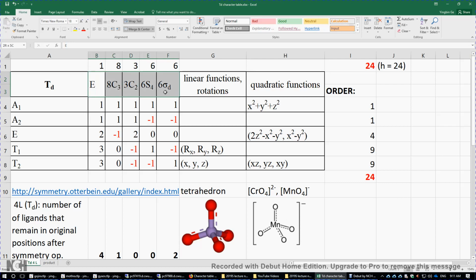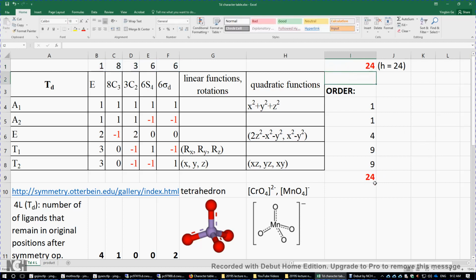Again, 5 different types of operations, but if you count the total number of symmetry operations, that's actually 24. You have 1 here, you have 8 here, 3 C2 operations, 6 S4 operations, 6 sigma D operations. If you sum it up, over here, I'm going to just use the sum function, sum from B1 to F1, that's 24. And 24 is the order of the tetrahedral point group.